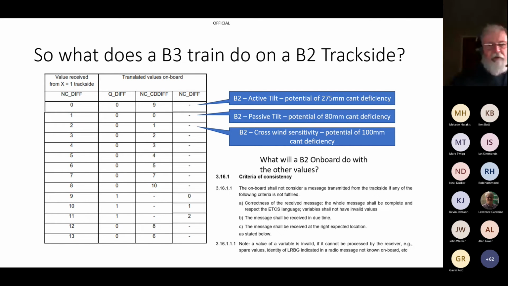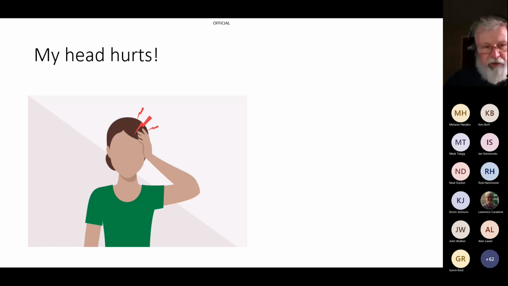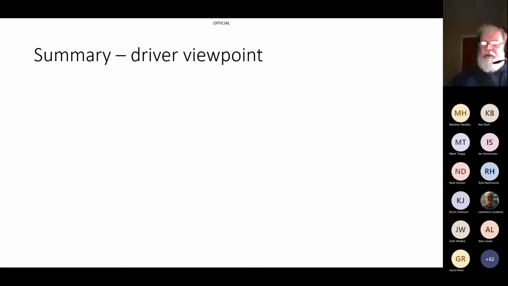So we have, at this point, I think that probably describes my head, if not yours. We've got quite a confusion of trying to work out what is interpreting what, how it interprets it, and then how it uses the information. So let's just remind ourselves a couple of key points.